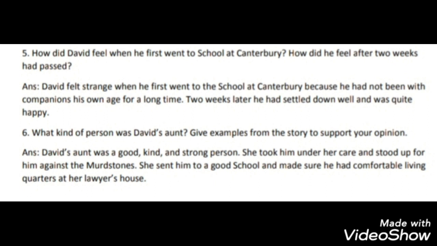Now come to question number 7. What kind of person was David's aunt? Give examples from the story to support your opinion. Answer number 7. David's aunt was a good, kind and strong person. She took him under her care and stood up for him against the Murdstones. She sent him to a good school and made sure he had comfortable living quarters at her lawyer's house.